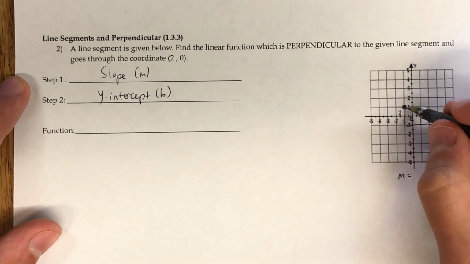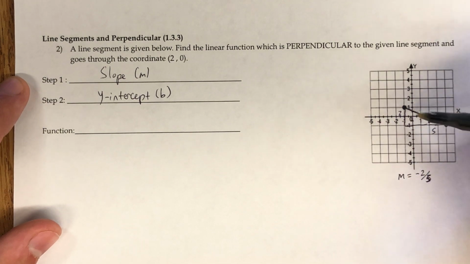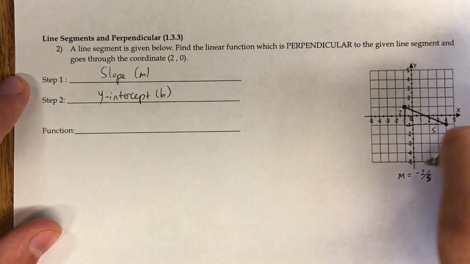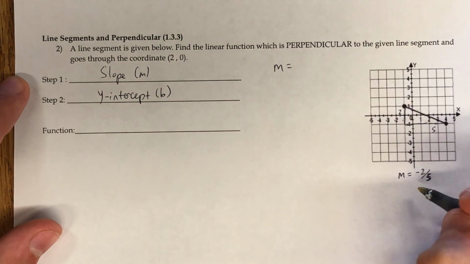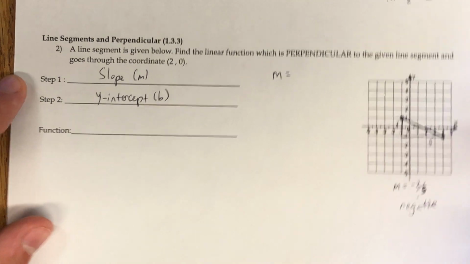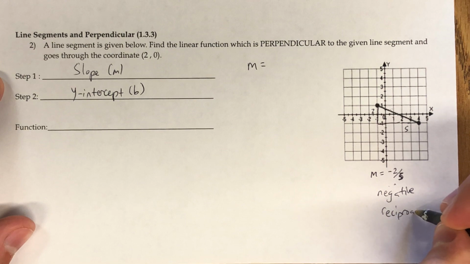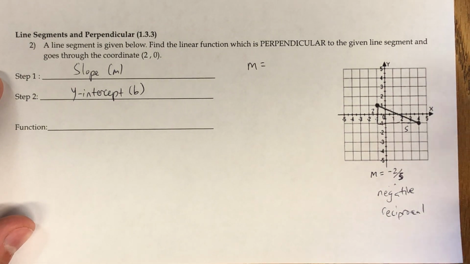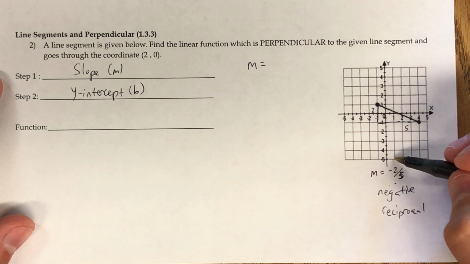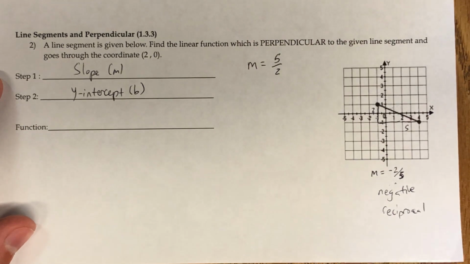So the slope of this one would be negative 2 over 5. Remember, it has to be negative since it's going down to the right. So our slope, which is perpendicular, will be the negative reciprocal of negative 2/5. So change the sign, negative to positive, and flip the fraction. So 2 over 5 becomes positive 5 over 2.